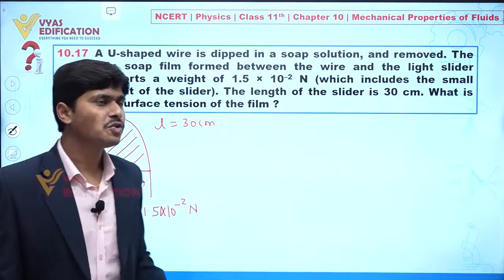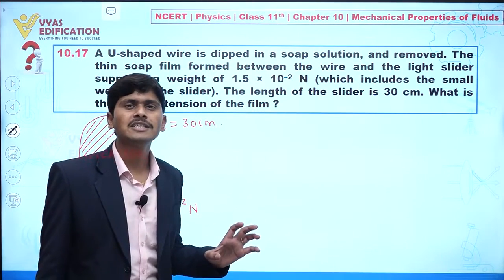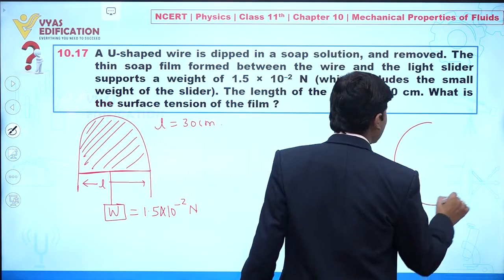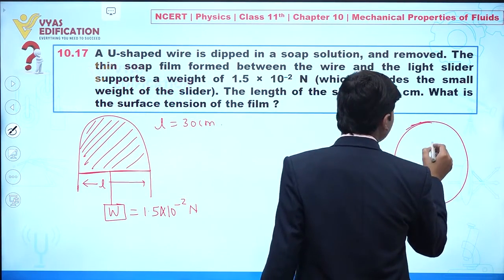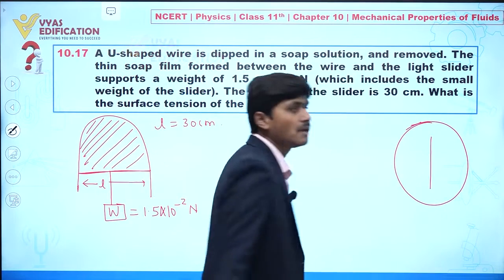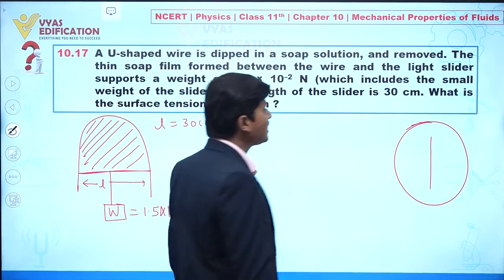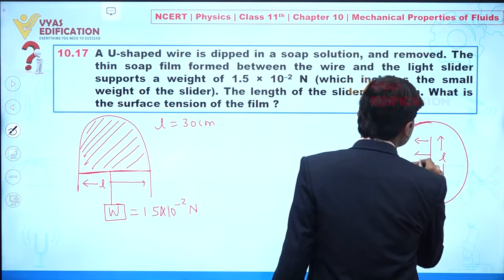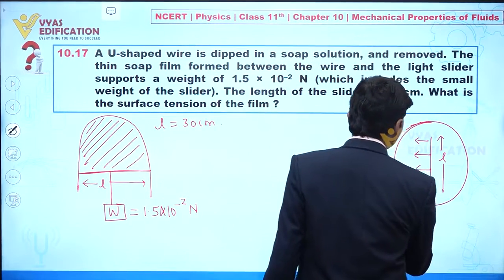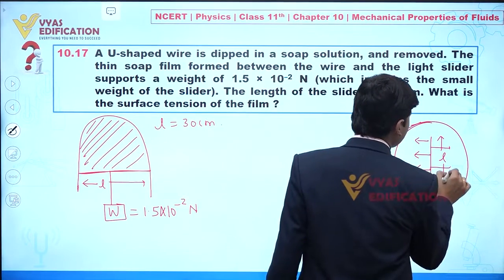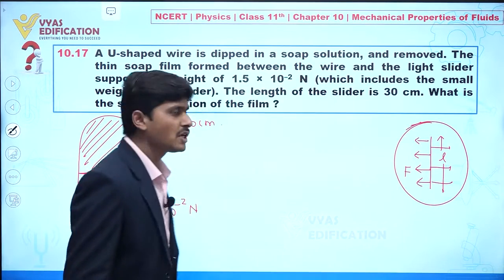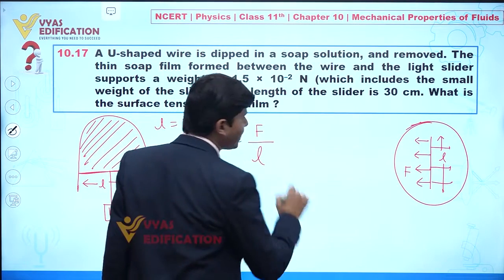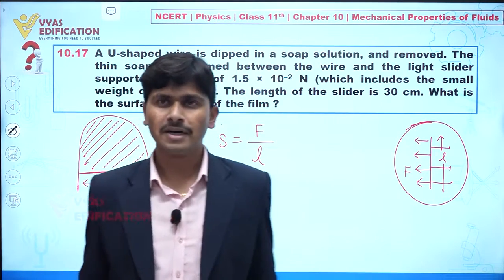Dear student, do you know surface tension is defined as force per unit length? Let's suppose I am taking a container and taking the top view of that container, and I draw an imaginary line having length L. Then a force acts perpendicular, in both directions. So force acting per unit length gives surface tension. We can write surface tension is given by F by L.